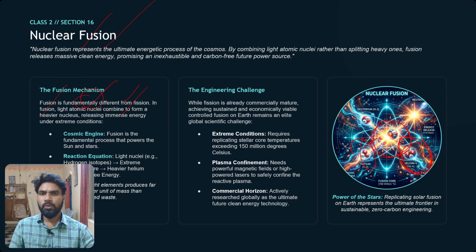Okay, so light atomic nuclei will combine to form a heavier nucleus, releasing immense energy under extreme conditions. In the sun, a star, the source of energy for us, what is happening? This is what is happening: nuclear fusion.